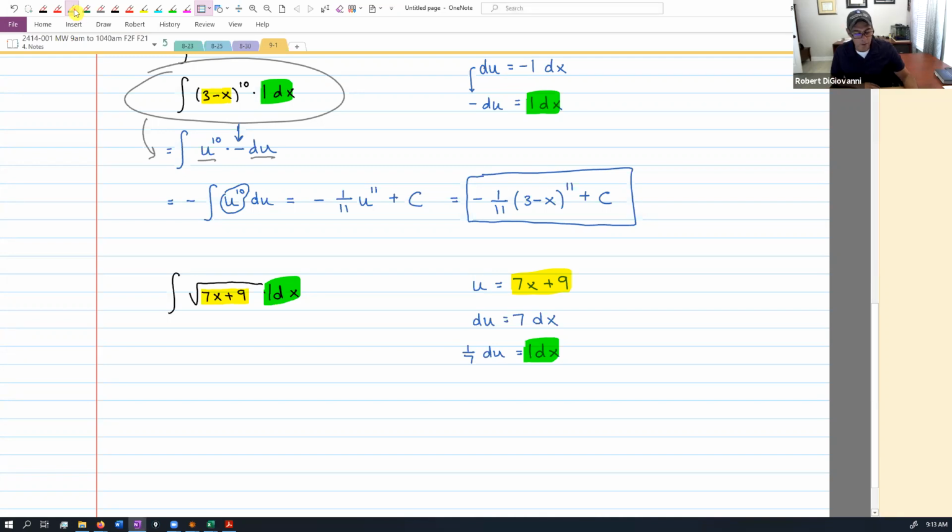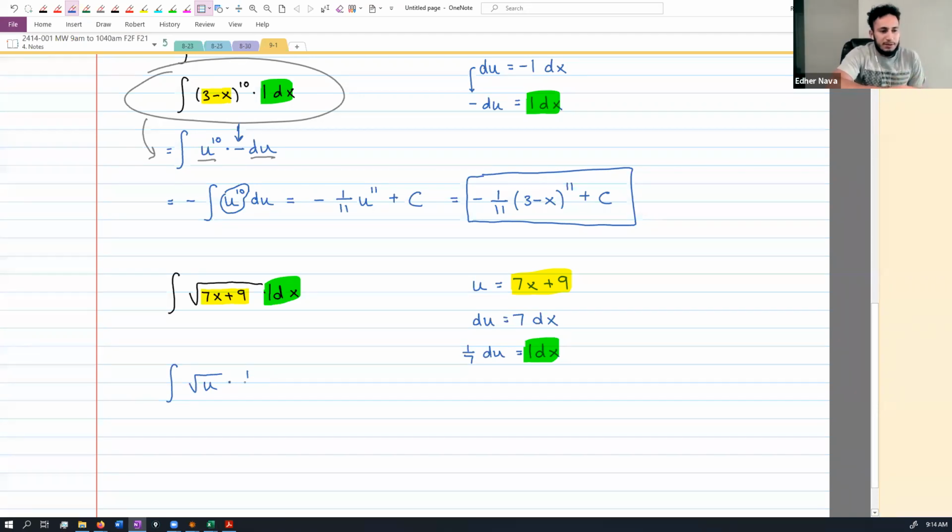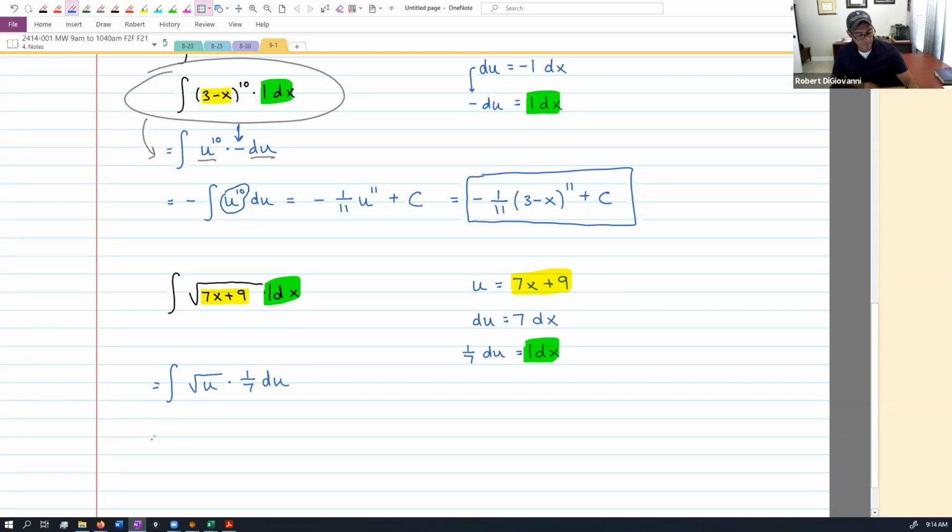Okay, can you tell me what the new integral will be? Yeah, so it'll be root u times 1/7 du. Yep, 1/7 du, good. Now, when we go to do this, again, the 1/7 I'm going to bring out because I can always do that with constants.